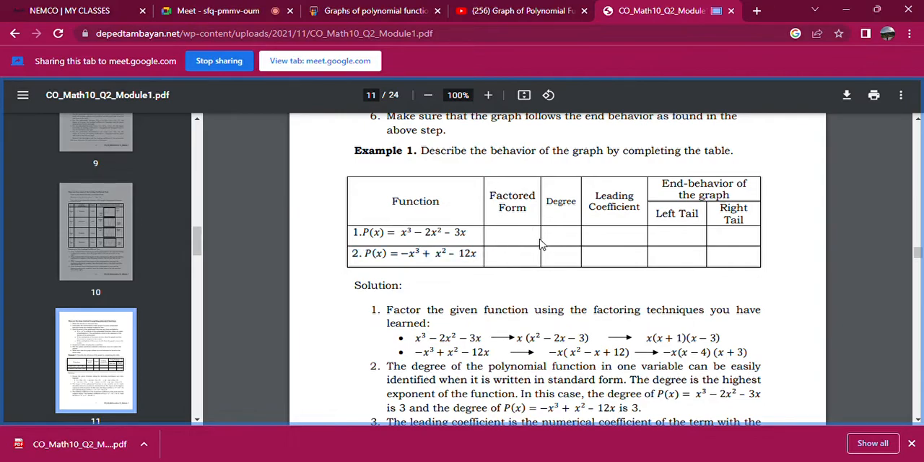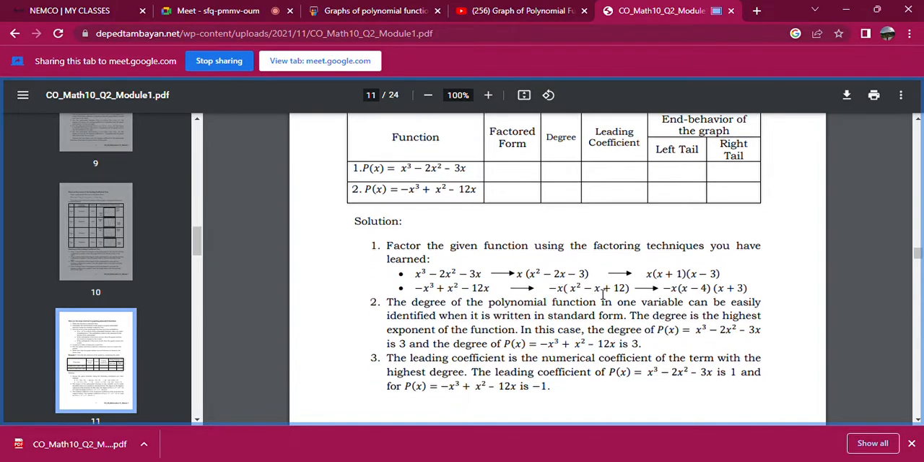Now we'll have to identify the degree. So what is the degree of this function? Number 1. 3, ma'am. Okay, in number 2, what is our degree? 3, ma'am. 3, still 3. So since 3 is the degree of both functions, we identify if 3 is odd or even. So 3 is odd, of course, right? So you put there that it's odd. So 3, dash, odd. So that we know, because we will be using that when we draw a graph.